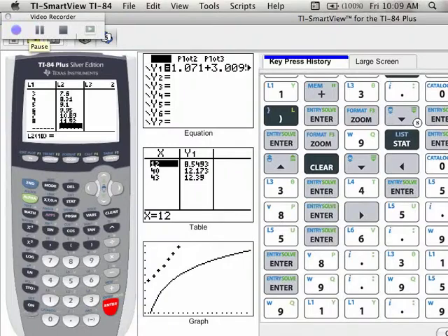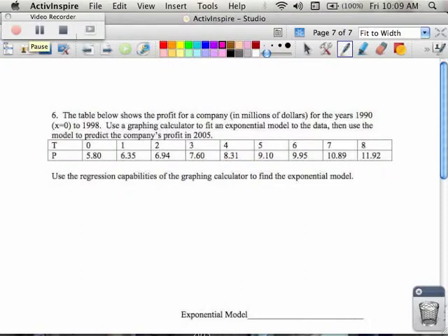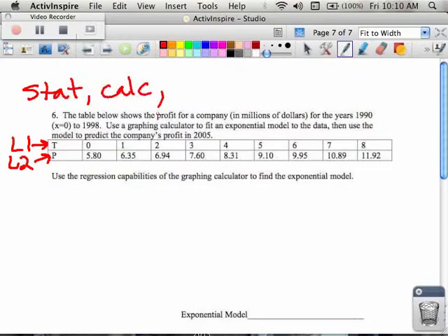Alright, so in list 1, as in the past, you put your first list. In list 2, you put your second list. When you do this time, if you were reading the directions, you would have gone stat, calc, and this is a dramatic pause. Adira? Excellent. Exponential regression, because they tell you they want an exponential model. And then the enter.